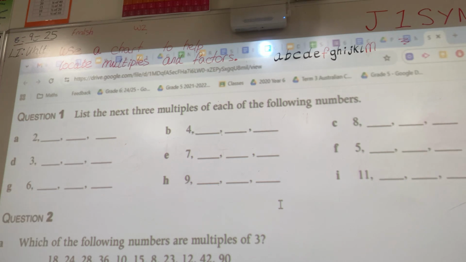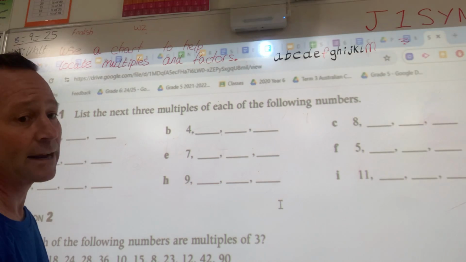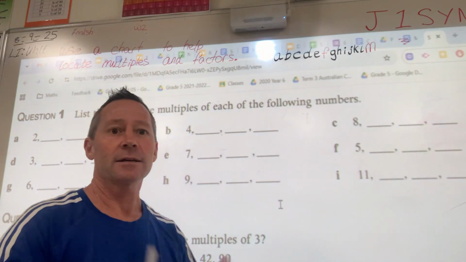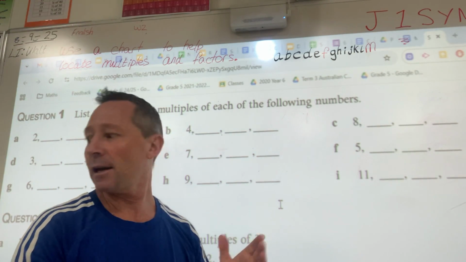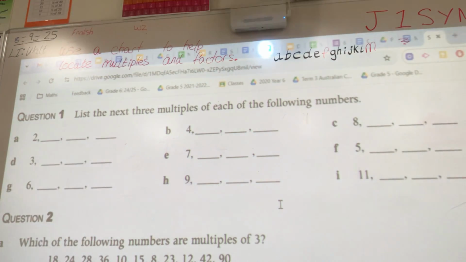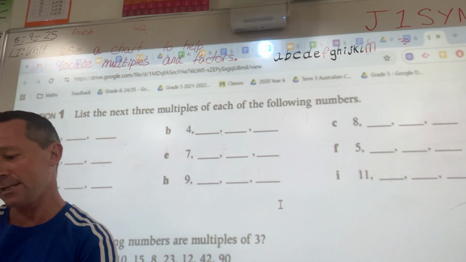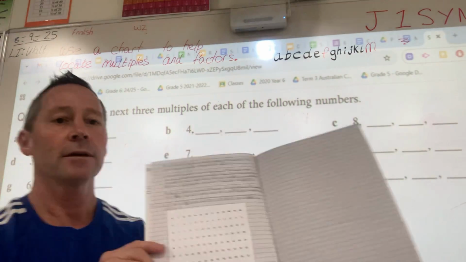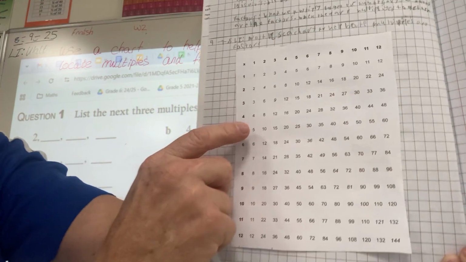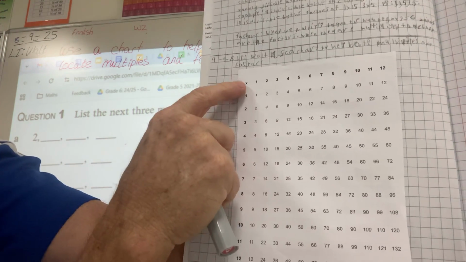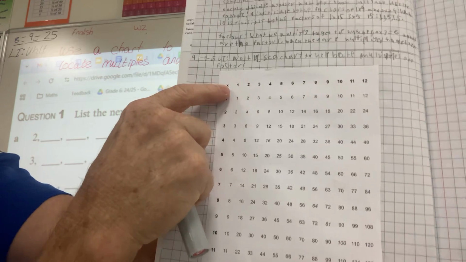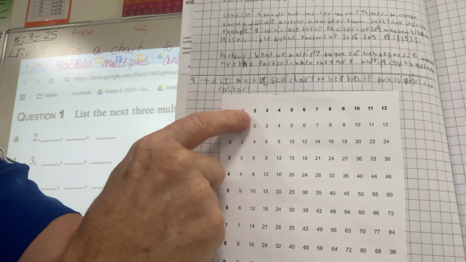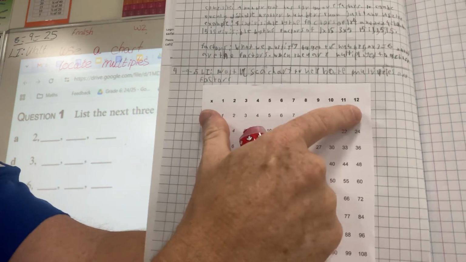learning intention. We are learning to use a chart to help locate multiples and factors. So a bit like a times table chart can actually help locate. Here we have these charts. Across the top we've got a multiplication sign in that corner, and we've got 1, 2, 3, all the way across until 12.